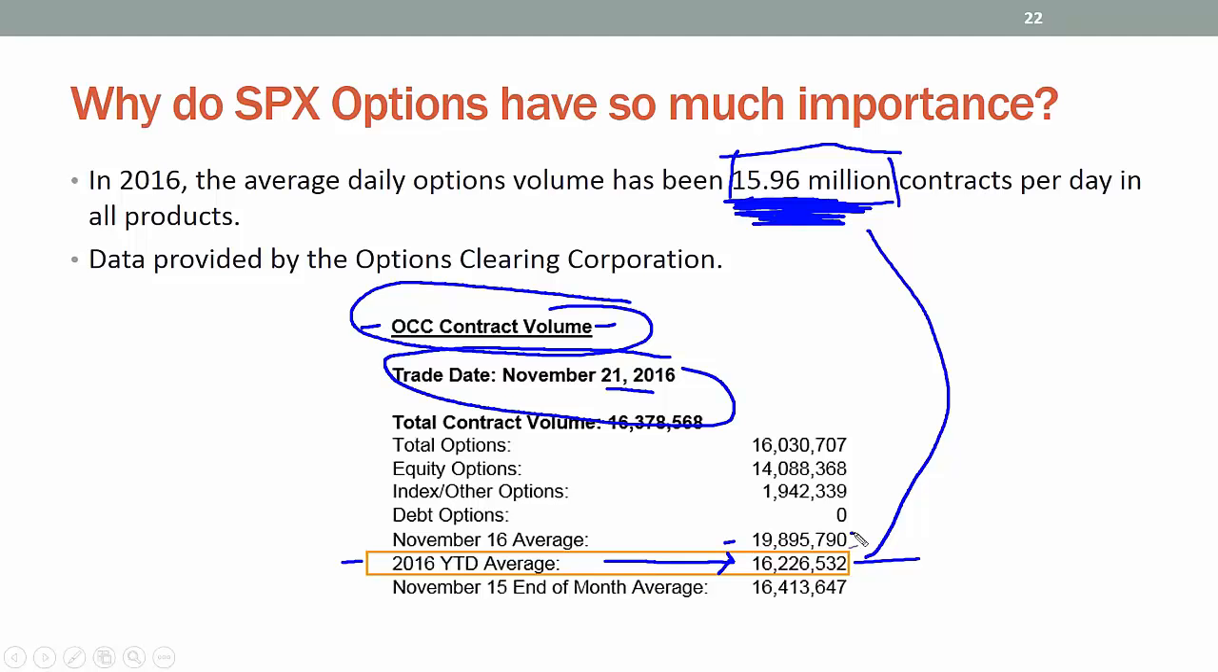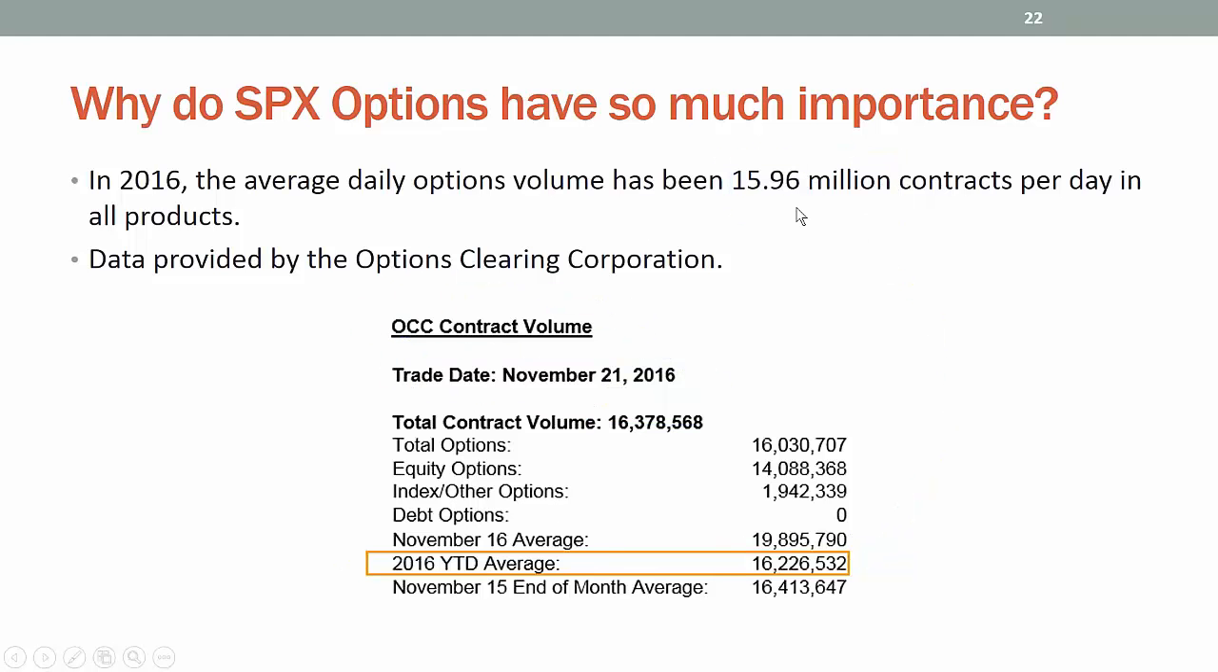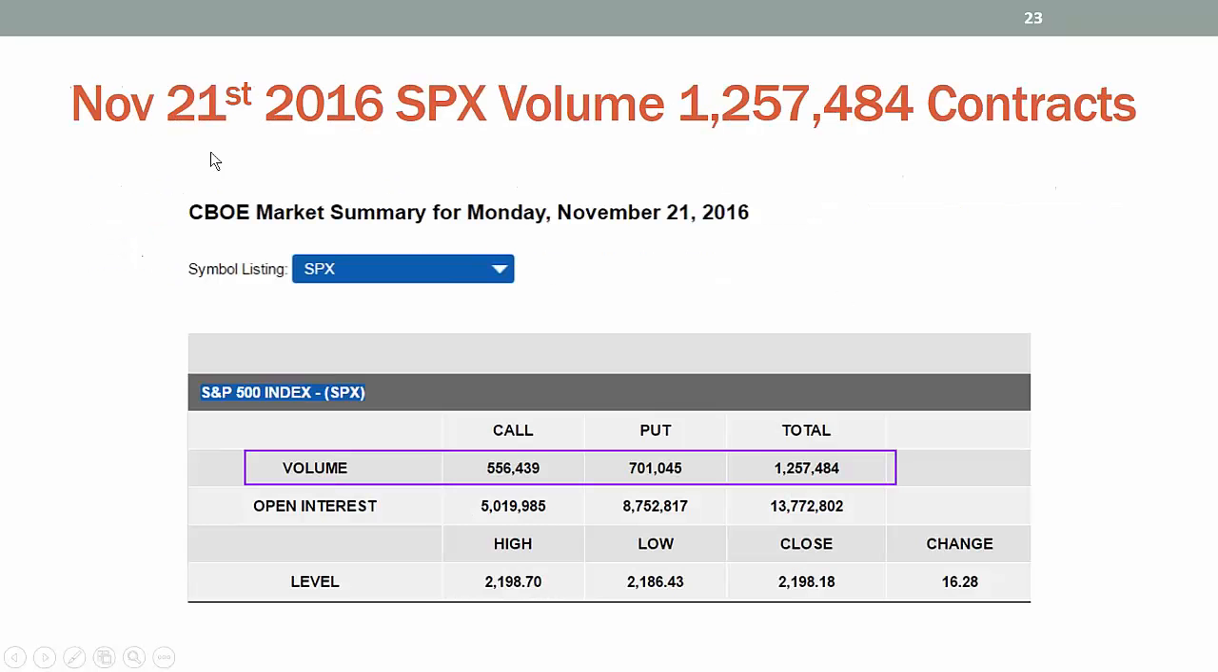So look at November, almost 20 million contracts a day. By the way, this is per day. So I want you to remember this number. Just remember, 16 million contracts a day in the whole marketplace trade, not just the SPX. 16 million per day in the whole market.